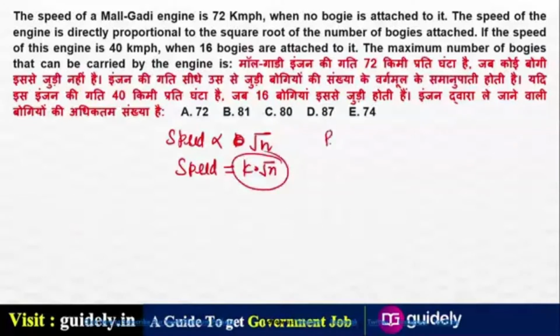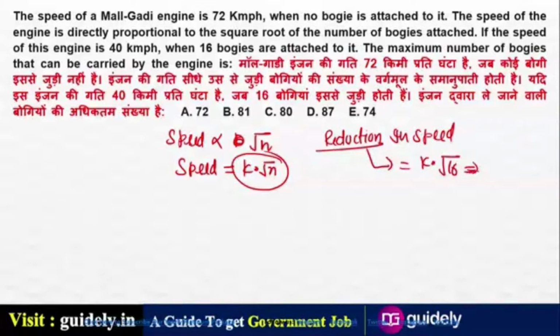So the reduction in the speed is in the format of k into root 16. That is, the reduction in the speed is in the format of 4k.